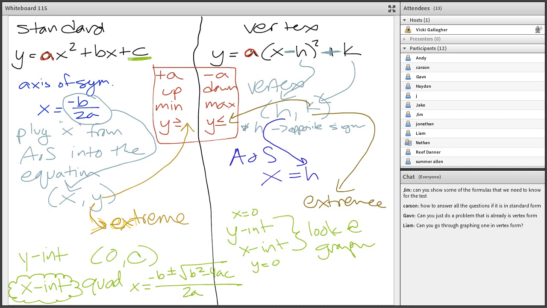And then we can definitely run through, yeah, I'm seeing that you guys want to see how to do, we had that list of 9 questions. So we can totally do a vertex form and a standard form. Do you guys have one in particular that you want to see, or can I just take one off of the quiz? Okay, yeah, we can do that one.